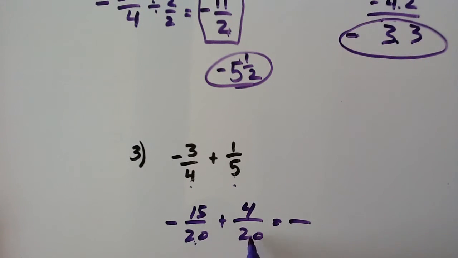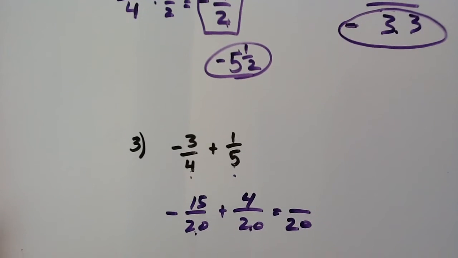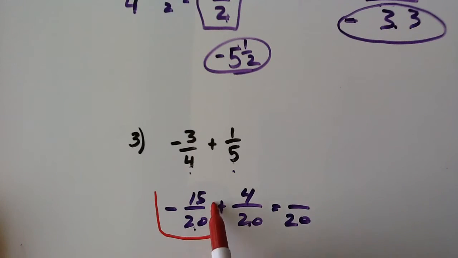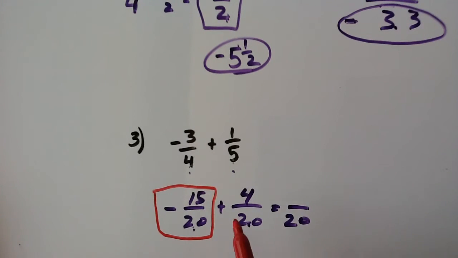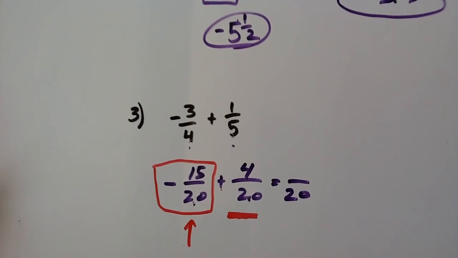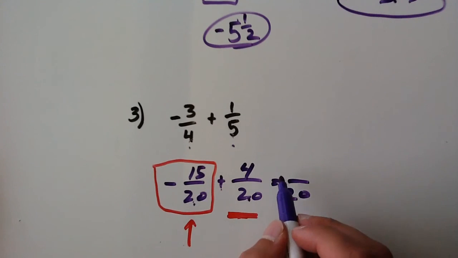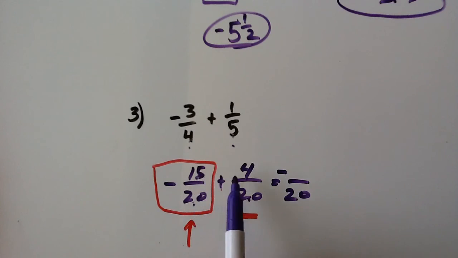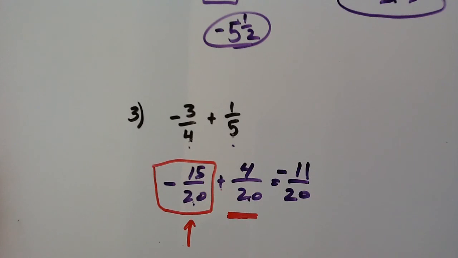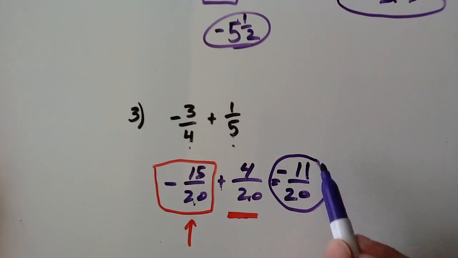Let's keep the denominator the same. The denominator is 20. And these numbers have different signs, right? This number is negative 15 twentieths, and this number is positive because of that plus sign. So I know here that I'm going to subtract and keep the sign of the big guy. He is the big guy, right? He's furthest away from 0. So I know that my answer will be negative, and then whatever 15 minus 4 is. 15 minus 4 is 11. Okay, is this simplest form? Yes, it is, right? So negative 11 twentieths.